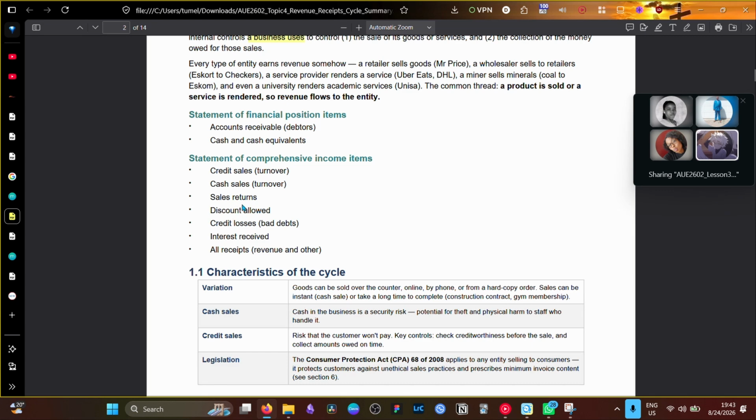And then sales returns. This is when we return what people bought, and then discount allowed. Discount is allowed on that. That could be credit losses, bad debts, interest received, all receipts, revenue, and other.